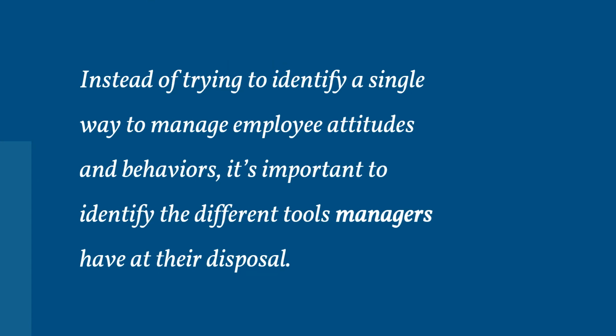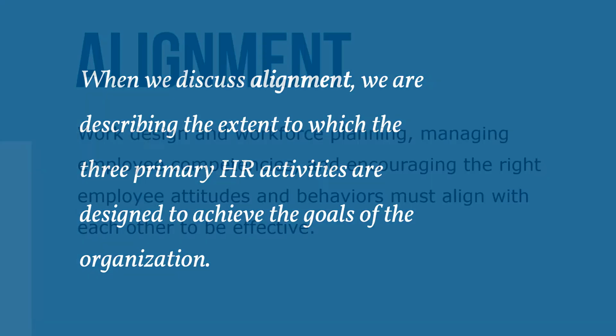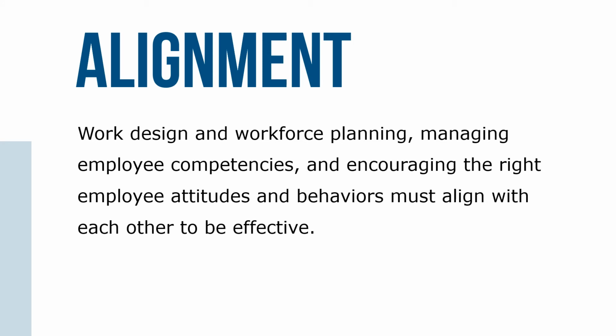Instead of trying to identify a single way to manage employee attitudes and behaviors, it's important to identify the different tools managers have at their disposal to guide and motivate their employees within the unique context of their organization. When we discuss alignment, we're describing the extent to which the three primary HR activities are designed to achieve the goals of the organization. Work design and workforce planning, managing employee competencies, and encouraging the right employee attitudes and behaviors must align with each other to be effective.